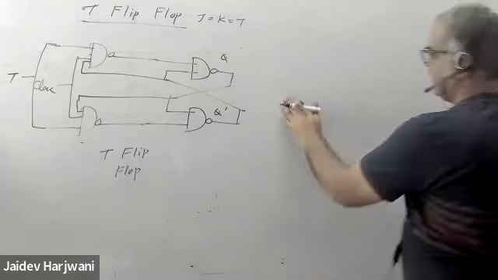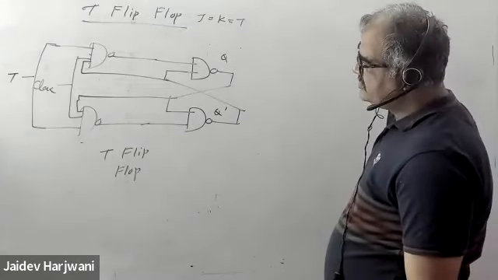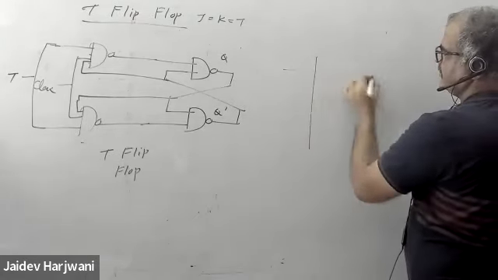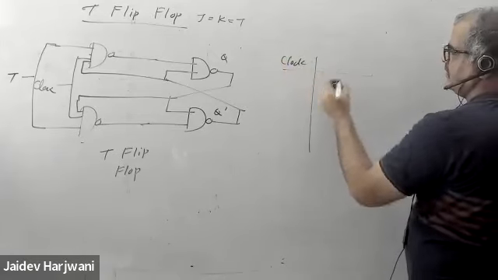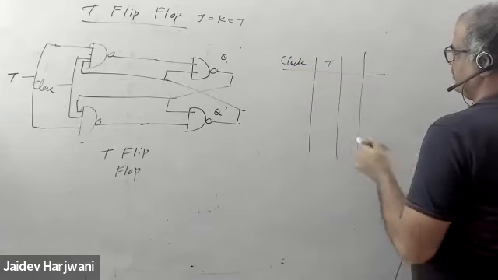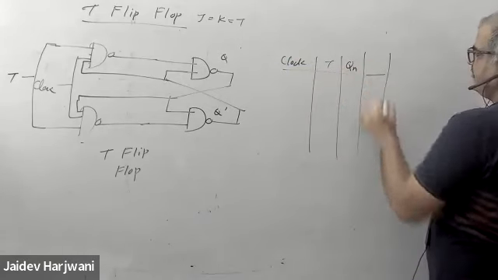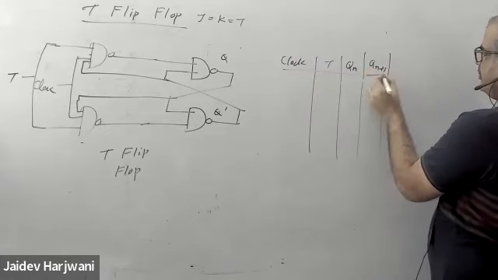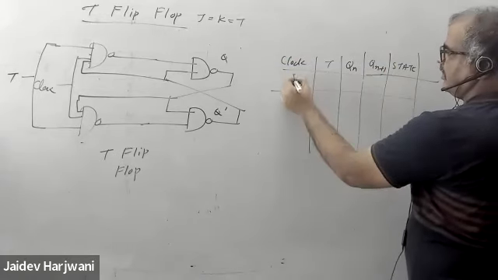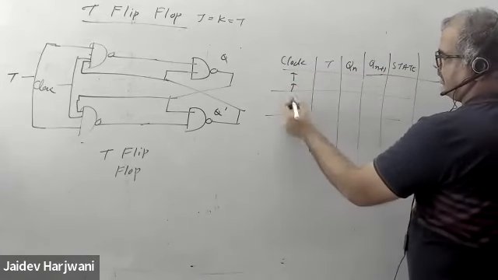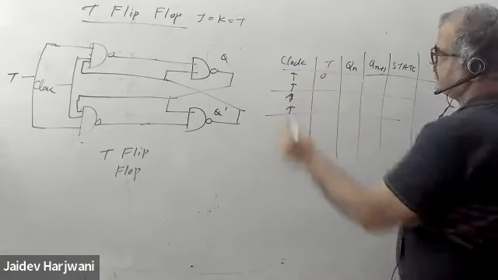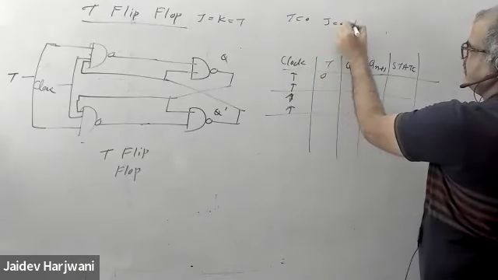Now the table is similar, where you have only 0 0 1 1, with clock and without clock. If you want to make the table, this will be your clock first, then the variable T, then the variable Qn, then Qn plus 1, and then the state. The clock is on. So when T is equal to 0, that is J equal to 0, K equal to 0.